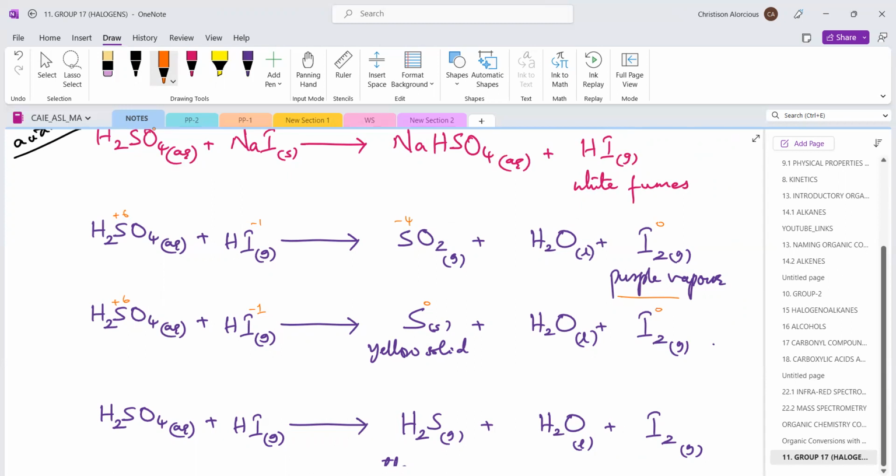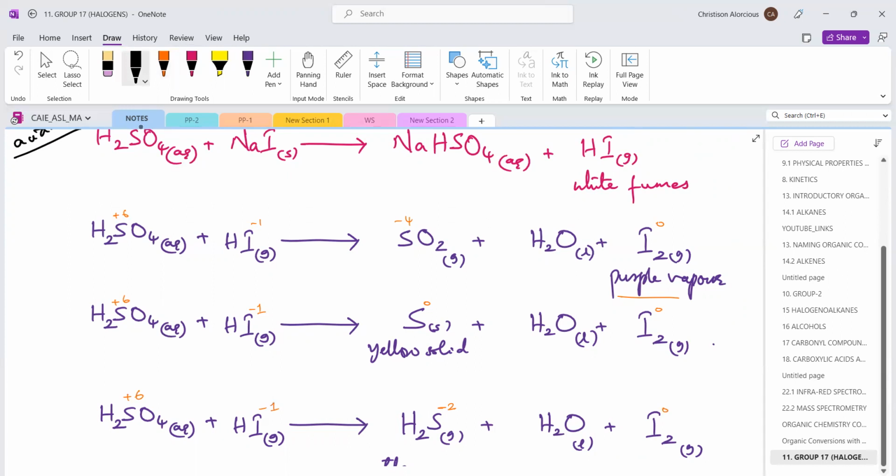Or the sulfuric acid can react with the hydrogen iodide, forming hydrogen sulfide, in which case the sulfur is in an oxidation state of -2. The iodine goes from -1 to 0. Okay, so 3 different reactions.